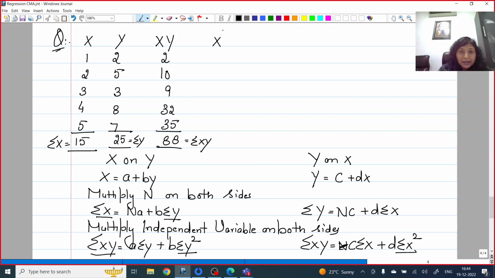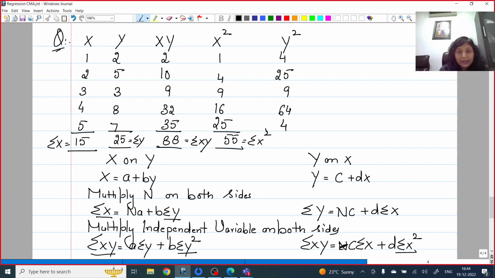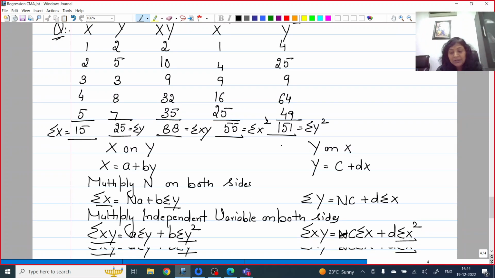Next we have to find out x square: 1, 4, 9, 16, 25. So this becomes 55. This is my summation x square. Now next I need to find out summation y square. So 4, 25, 9, 64 and 49. This becomes 151. This is our summation y square.